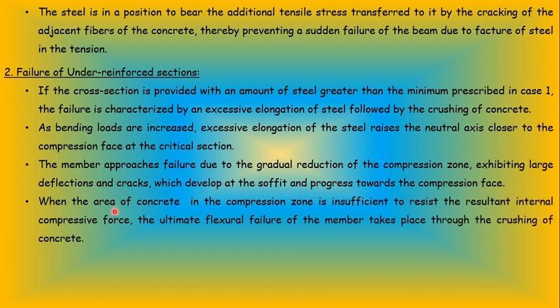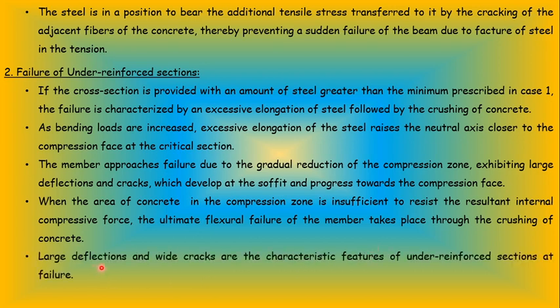When the area of concrete in the compression zone is insufficient to resist the resultant internal compressive force, the ultimate flexural failure of the member takes place through the crushing of concrete. So this part is going to have the crushing of concrete if the area of concrete in the compression zone is insufficient and the internal compressive resistance is not going to take any load at that moment. Large deflections and wide cracks are the characteristic features of under reinforced sections at failure.